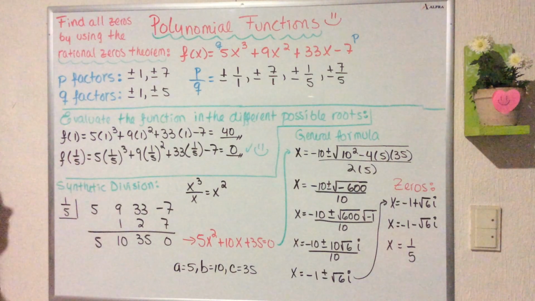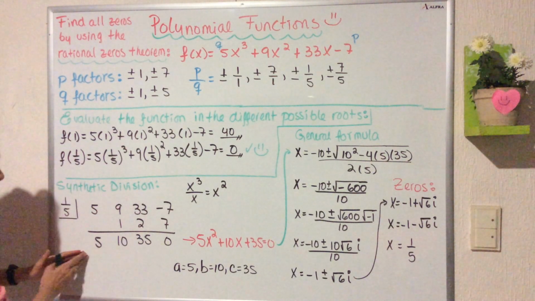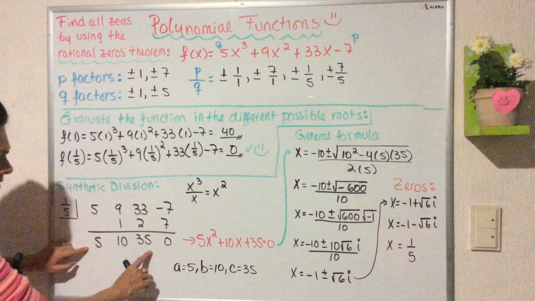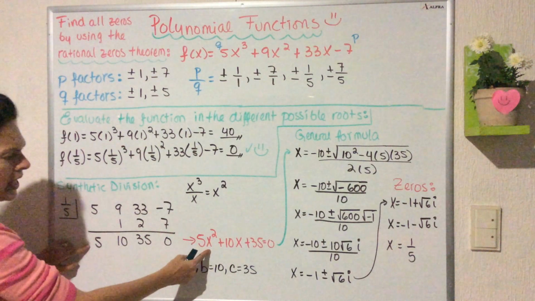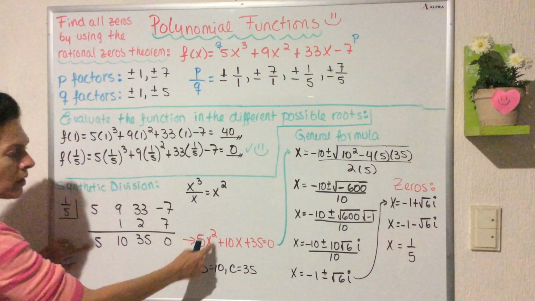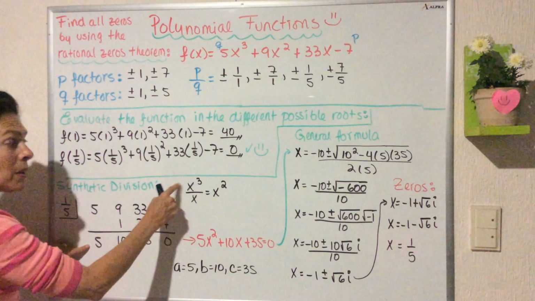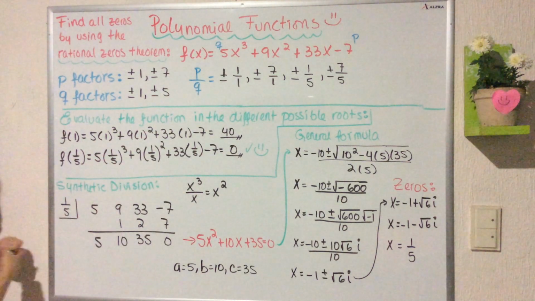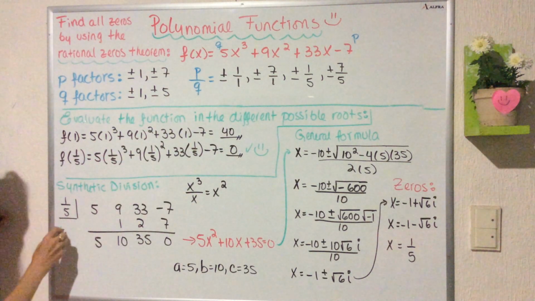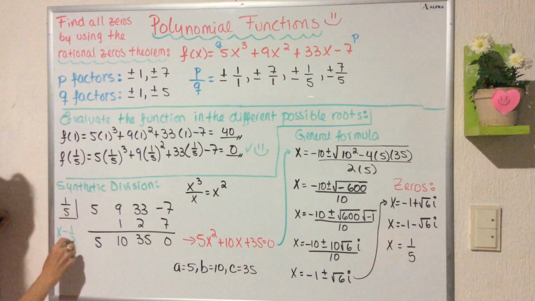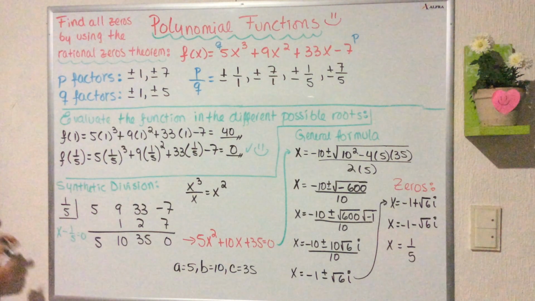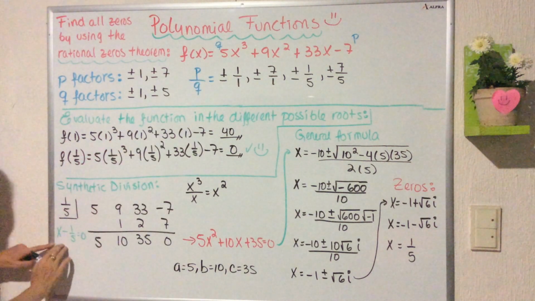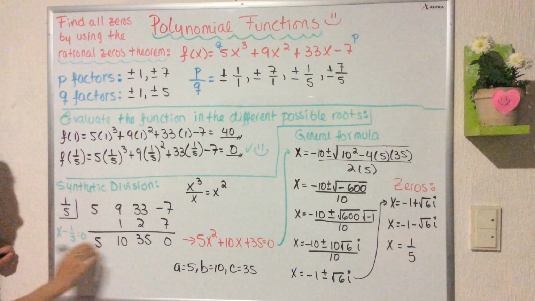Good. Well, once we have solved the synthetic division, we have gotten the coefficients for the next equation, which is in this case the quadratic equation. Because remember, the original one is x to the third. When we divide by this, because remember that here we have x minus 1/5 equals 0, it is as if we were dividing the original function by x minus 1/5. Okay?